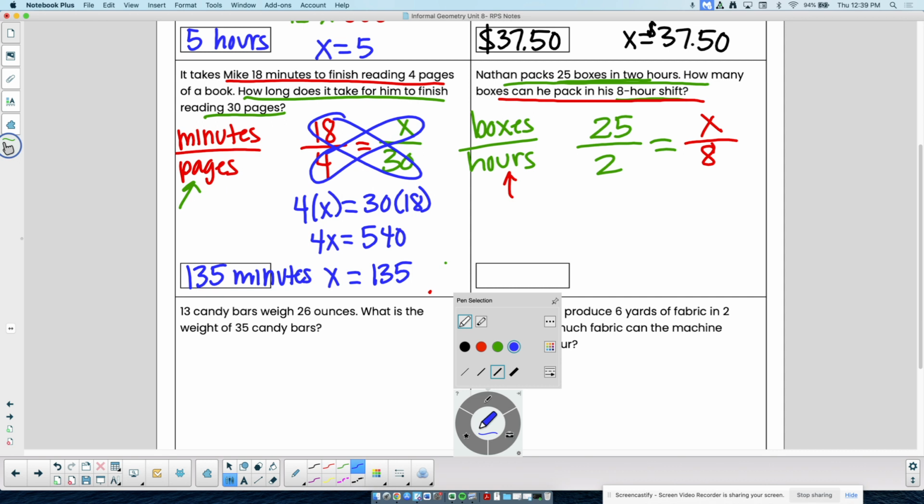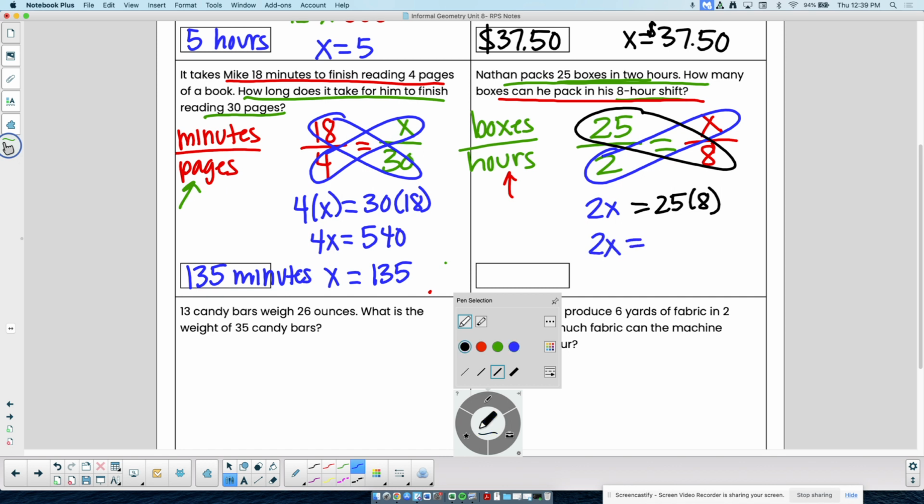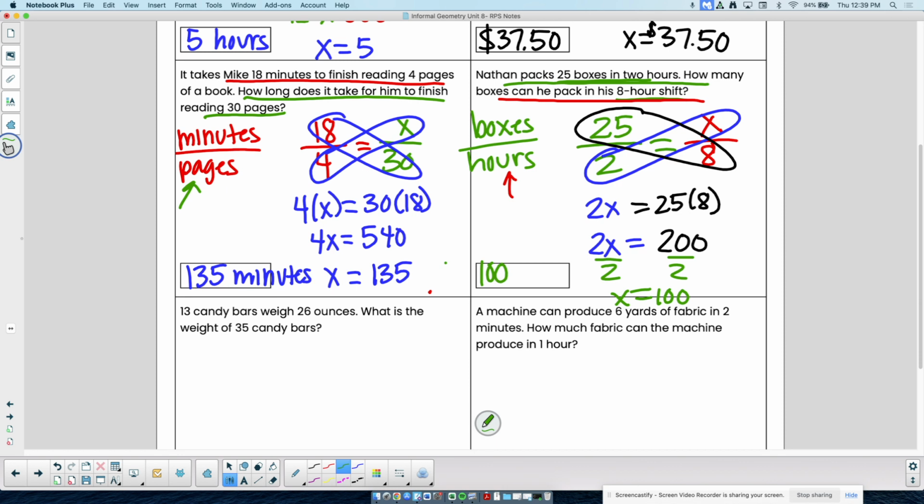And now we simply cross multiply. 2 times X, we know is 2X. 25 times 8 equals 25 times 8. Now we simplify. 2 times X is just 2X. 25 times 8 is 200. Divide by 2, and we get 100. So in one work day, basically, Nathan can pack 100 boxes.